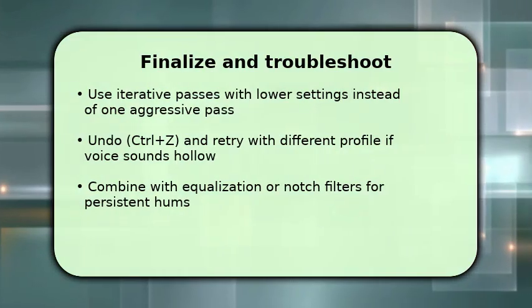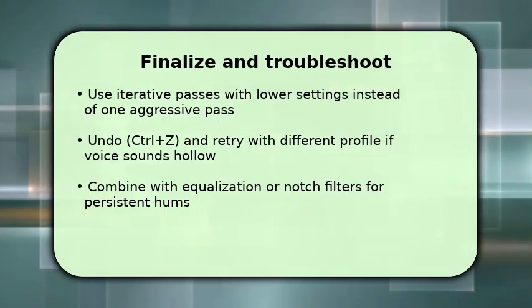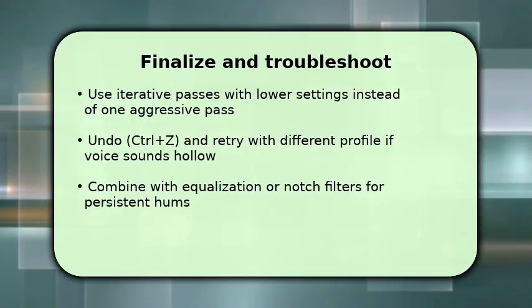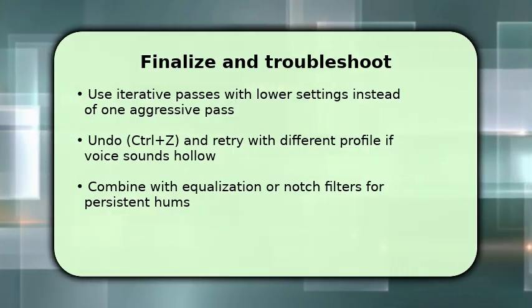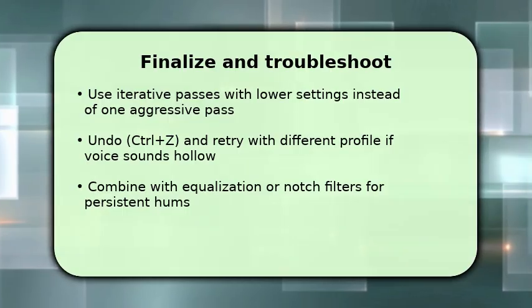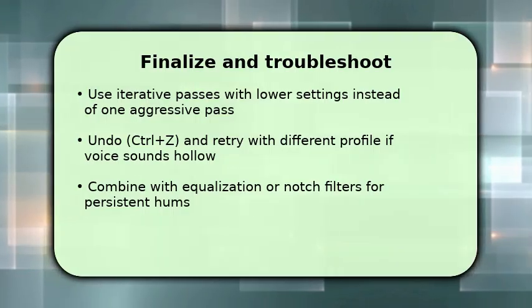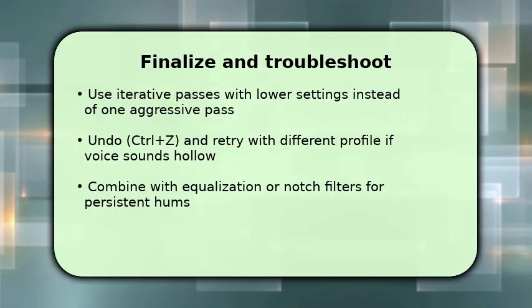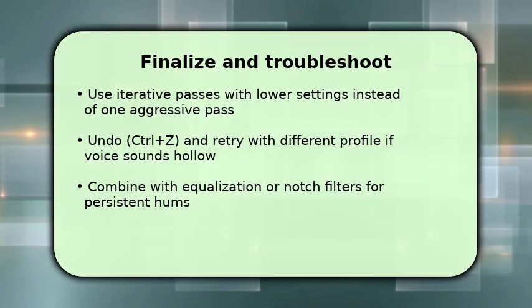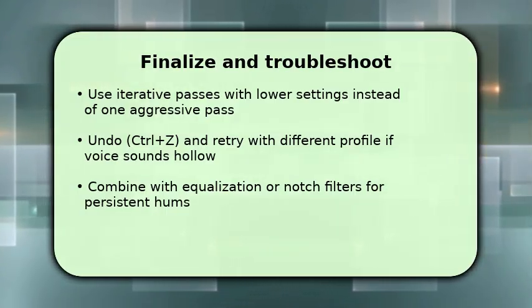After applying noise reduction, listen through the whole clip to confirm natural tone and intelligibility. If audio sounds underwater or hollow, undo and reduce the dB or sensitivity, or recapture a cleaner noise profile. Sometimes 2 light passes work better than 1 heavy pass. For narrow frequency hums, add a notch filter or EQ instead of cranking reduction. Finally, normalize or apply gentle compression to restore perceived loudness. If problems persist, keep an unprocessed backup so you can compare and iterate safely.